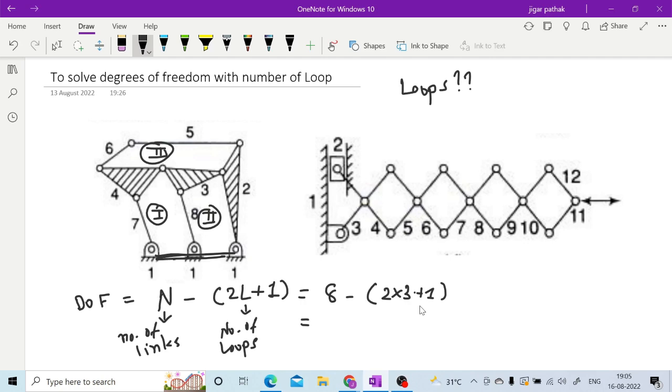Similarly, if you go for this mechanism, you will have the number of loops as 1, 2, 3, 4 and 5, right.